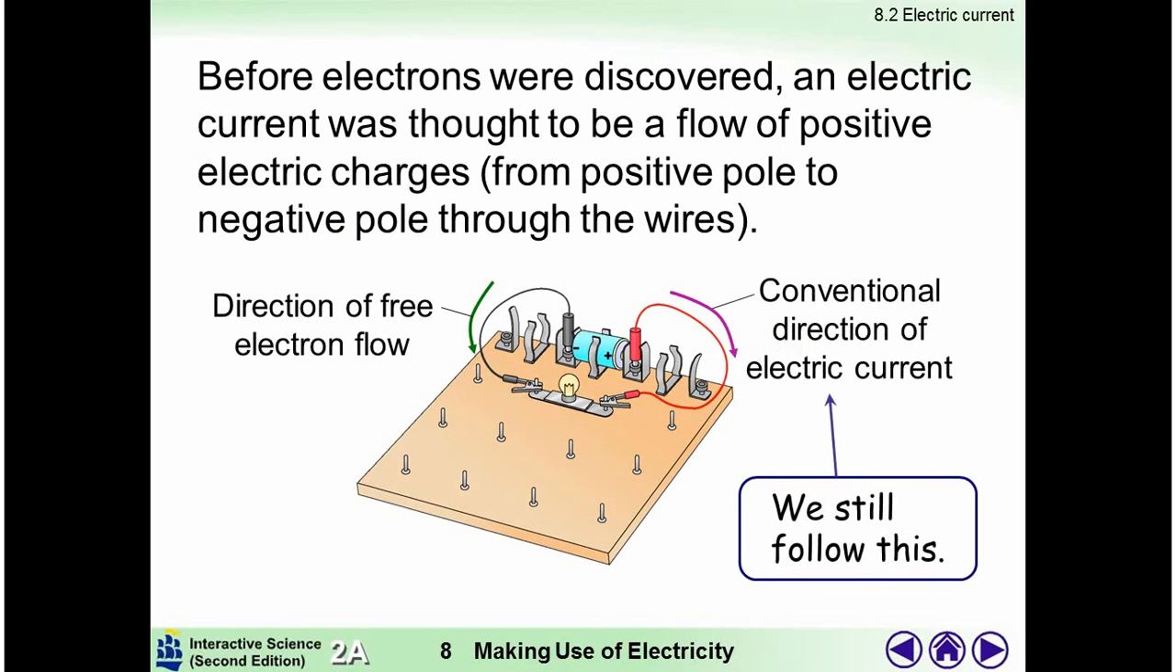Well, before electrons were discovered, an electric current was thought to be a flow of positive electric charges, which move from the positive pole to the negative pole through the wire. That is what we call the conventional direction of electric current. And now, for the direction of current, we still use the conventional direction, which is flowing from the positive terminal to the negative terminal of the battery.